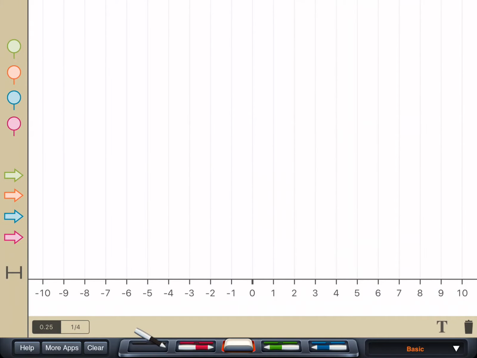Let's try another one here. Let's try x is less than or equal to -1. So I know that x can be -1, so I'm going to fill in the circle here. And the less than -1 takes me to this side. And again, I'm going to remember to put my arrow. And there's my graph.